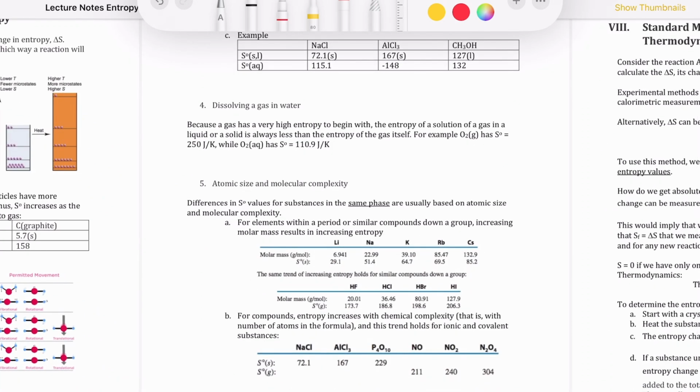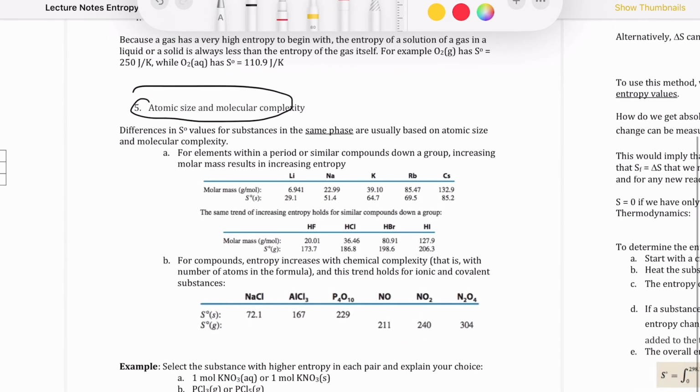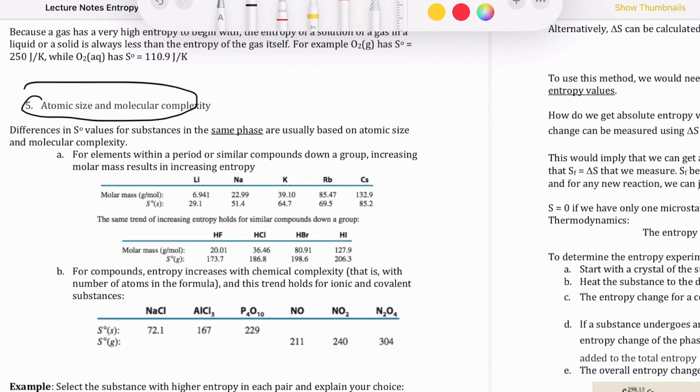And then lastly, we talked about the idea of atomic size and complexity, assuming that we're discussing things that are in the same state of matter. The more complex that molecule is, meaning the more bonds it has, it's going to have higher entropy. And then if it's a larger molecule, it's also going to have higher entropy.